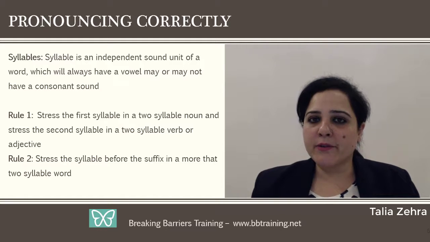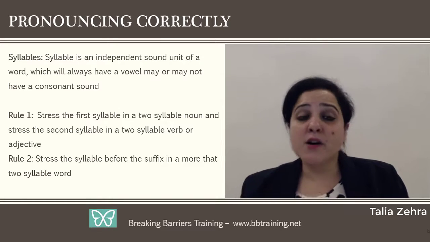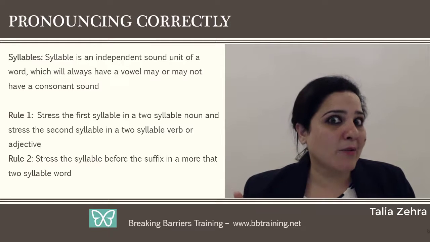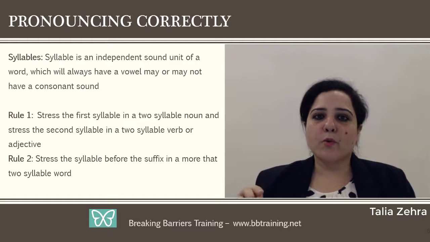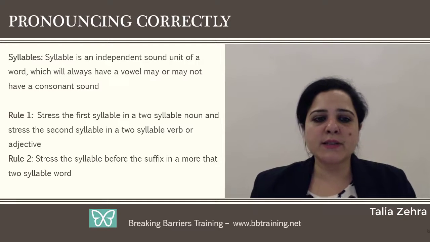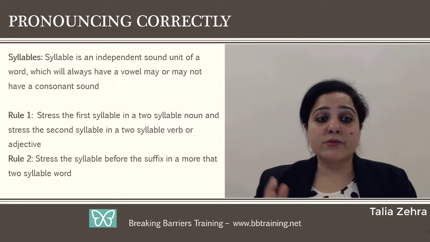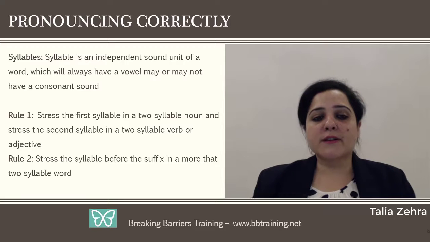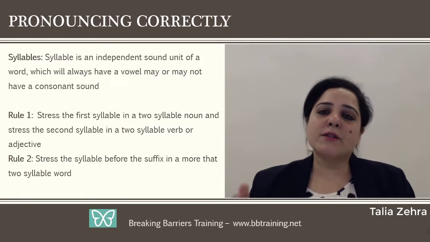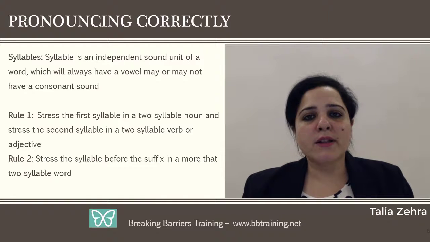So, a very quick recap of this slide, a very interesting slide. What is a syllable? An independent sound unit of a word which will always have a vowel sound. May or may not have a consonant sound. What are the rules? Basic two rules. Stress the first syllable in a two-syllable noun. Stress the second syllable in a two-syllable verb. If it is a more than two-syllable word, stress the syllable before the suffix.